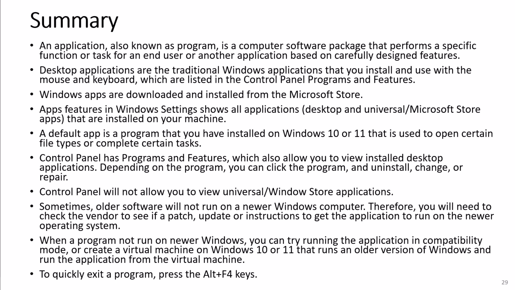Sometimes older software will not run on newer Windows computers. Therefore, you'll need to check the vendor to see if there is a patch, update, or instructions to get the application to run on the newer operating system. When a program is not running on newer Windows, you can try running the application in compatibility mode or create a virtual machine on Windows 10 or 11 that runs an older version of Windows and runs the application from the virtual machine. To quickly exit a program, press the Alt F4 keys.